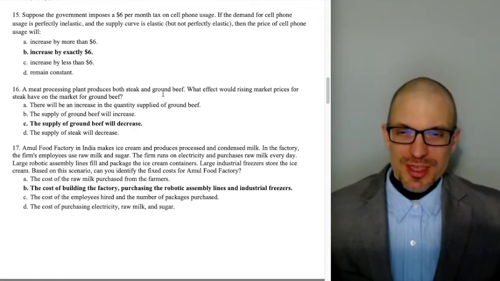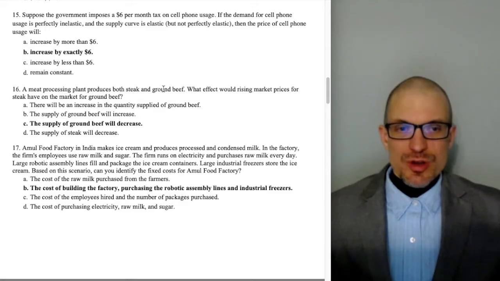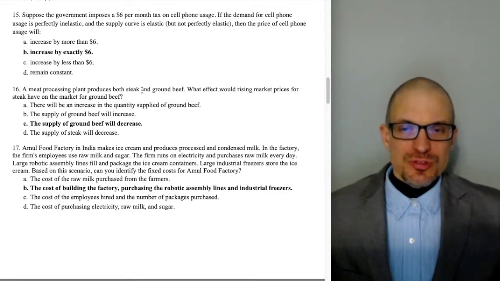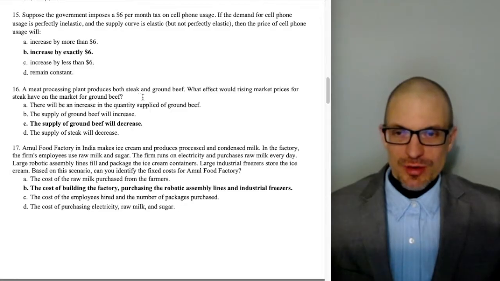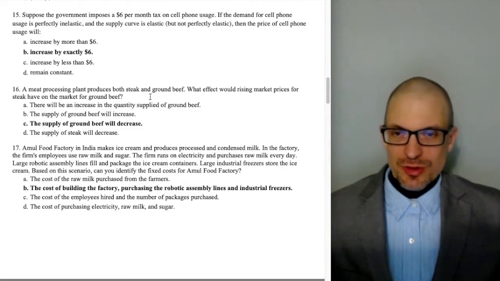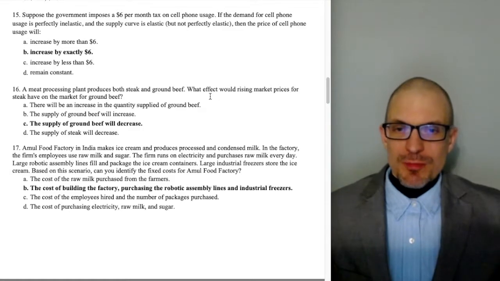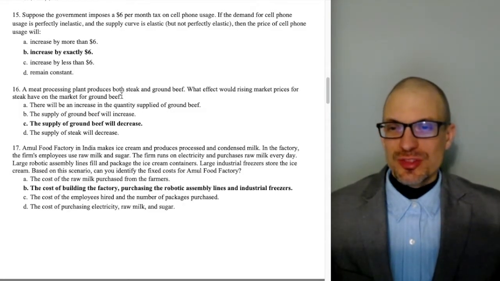For complements, we're thinking about something where you can't help but get the other when you produce the first. You can produce steak without getting ground beef, or ground beef without getting steak. You cannot produce donut holes without making donuts, or donuts without donut holes, right? Those would be a better example of complements. If the price for steak rises, the quantity supplied of steak rises and we'll produce way less ground beef, right? So the supply of ground beef will decrease.